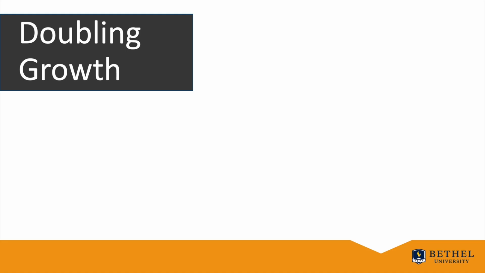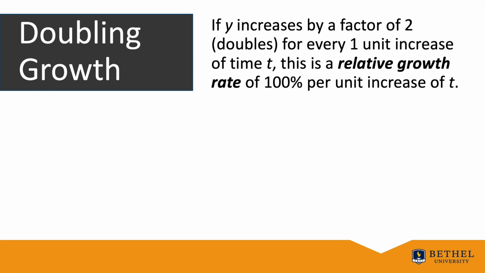Let's look at this exponential growth example more carefully to see if we can see a pattern that will give us a formula. This is an example of doubling growth. If y increases by a factor of 2, it doubles. For every 1 unit increase of time t, this is what's called a relative growth rate or percent growth rate of 100% per unit increase of t. Doubling is 100% growth.